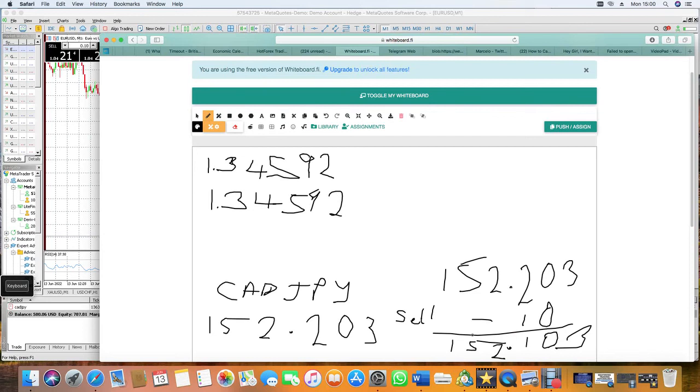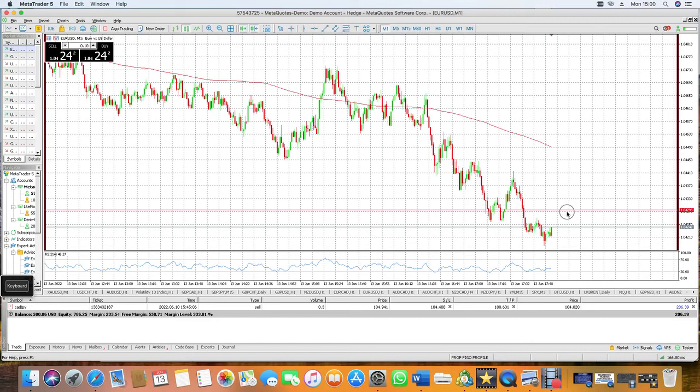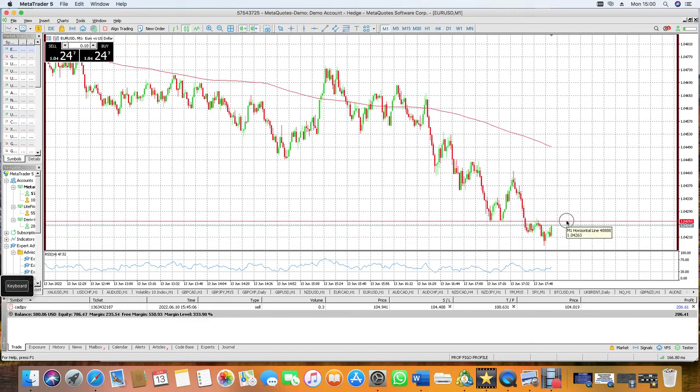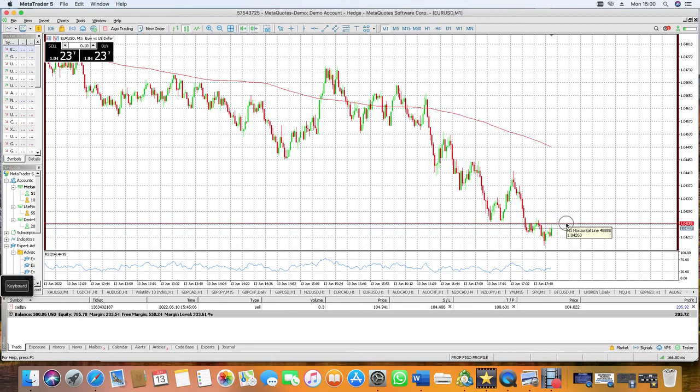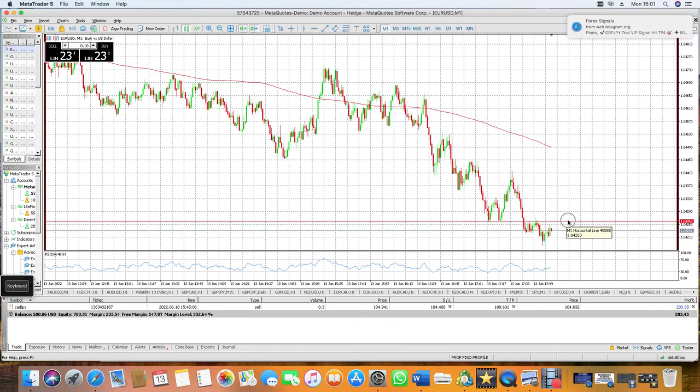So let me show you from the real chart as well. Let me go to my MT5. So let's take it, the current price is 1.0423. Let's use the 23. So the 23 plus 10 pips would be 0.0433.